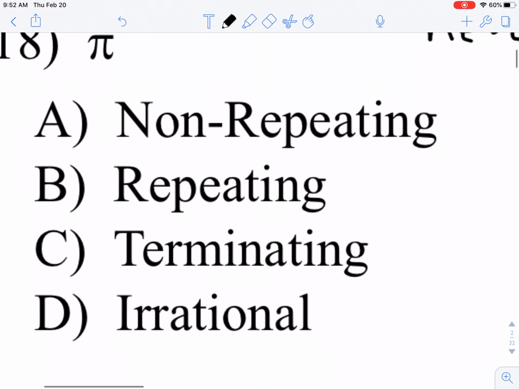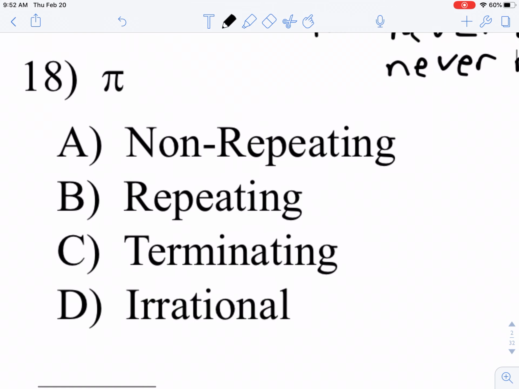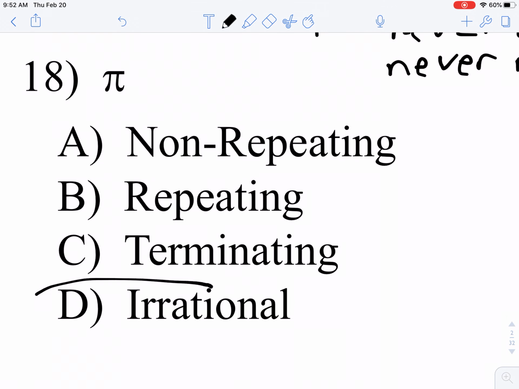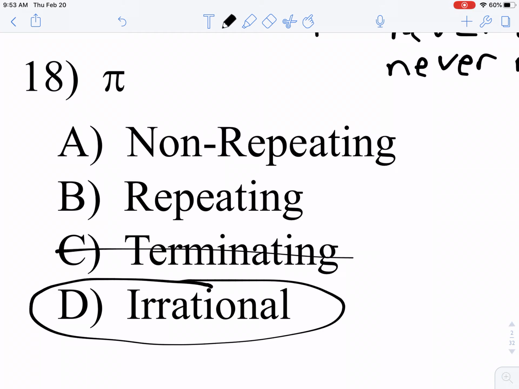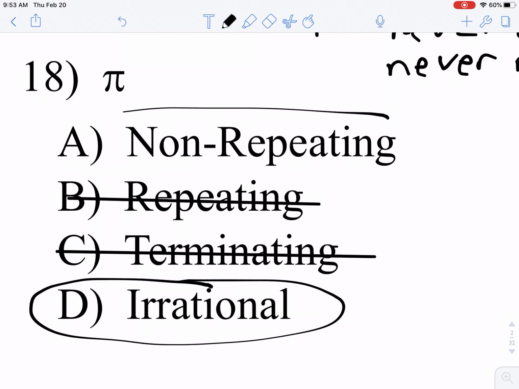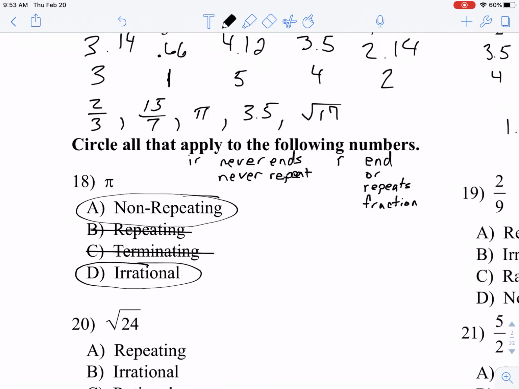Okay, so pi is the most famous irrational number. So we know that it never ends and it never repeats. So it doesn't terminate. It doesn't repeat, which means that it has to be non-repeating.